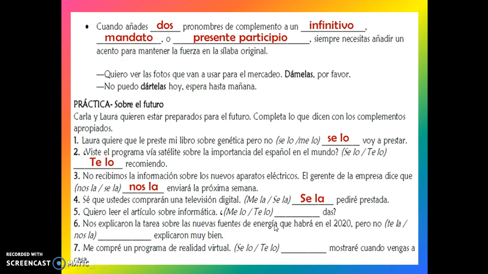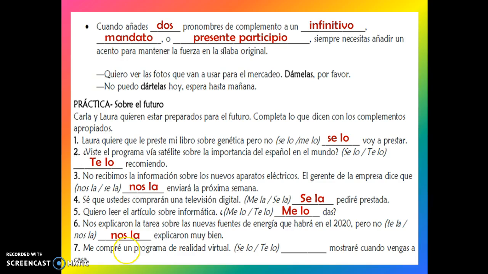5. Quiero leer el artículo sobre informática. Will you give... Obviously, you're not going to give it to yourself, so me lo das. Will you give it to me? 6. Nos explicaron la tarea sobre las nuevas fuentes de energía que habrá en el 2020. Pero no... All right, they did not explain it very well. They did explain the homework, but they probably didn't explain it well to us, right? Nos la explicaron muy bien.